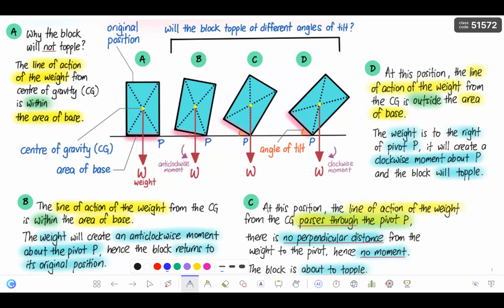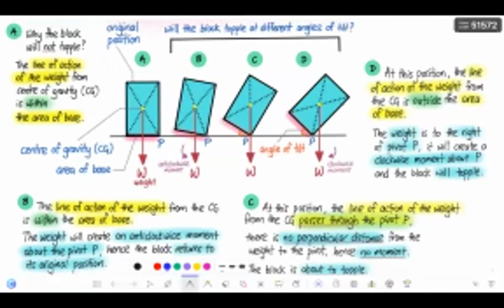Again, at position B, I need to state that my line of action of weight still falls within the base area. The base area is the red highlighted one. So it's still within the base area. Then, so what? It means immediately in your head, if it falls within the base area, it must be stable. So how do I explain it's stable? You need to move on to my second bullet point, which is, so now I have a moment. My weight will create an anti-clockwise moment about point B, causing this block to rotate anti-clockwise and go back to its original position.